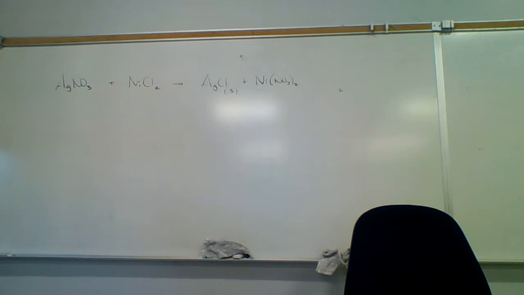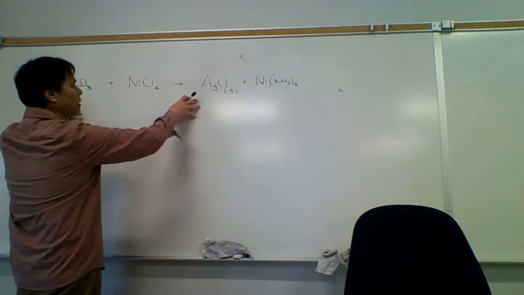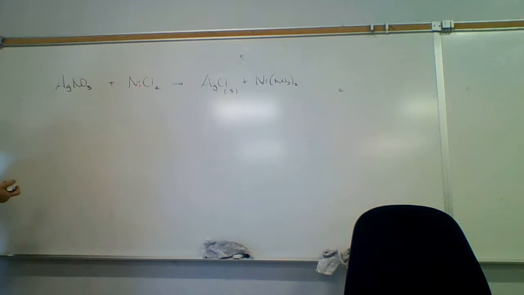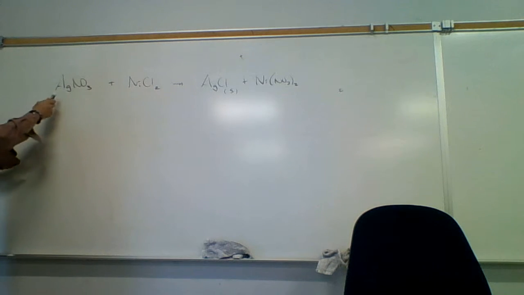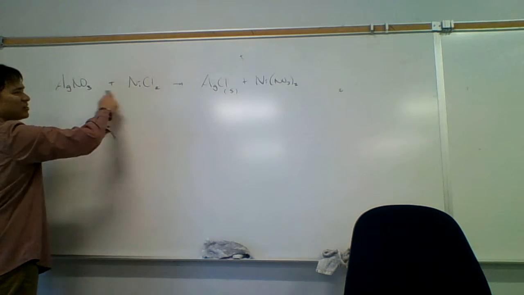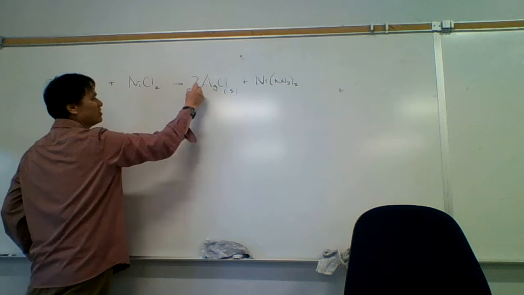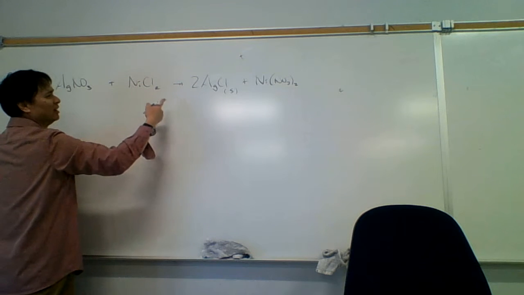So what we want to do is we want to get into this. This is the mole ratio here. Actually, this is not balanced, so we don't have the mole ratio just yet. I need to balance this first. So I have one silver, one nitrate, 2 nitrates over there. So I'm going to need 2 silver nitrates, which means I'm going to have 2 silver chlorides. And now it's balanced.